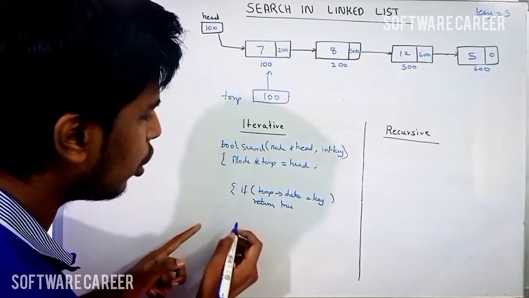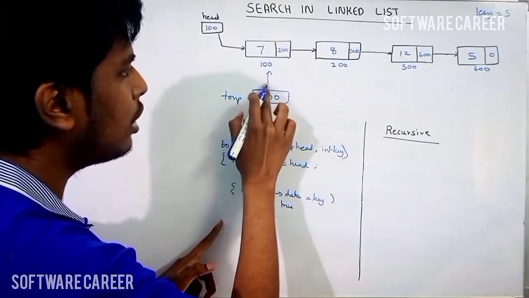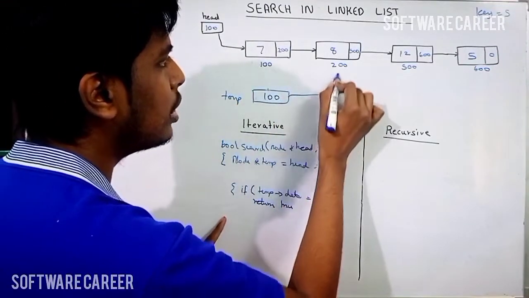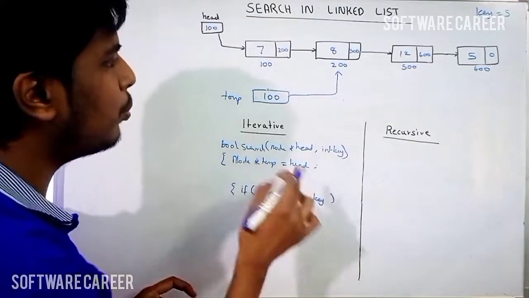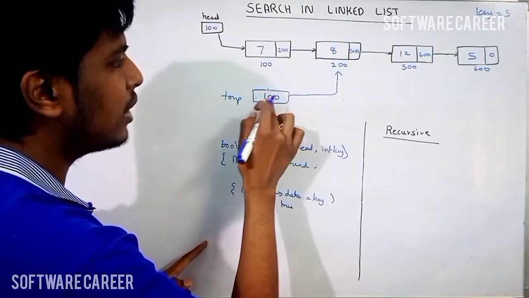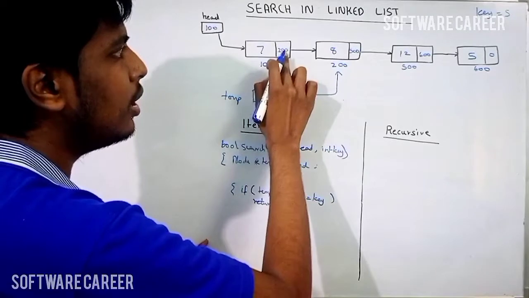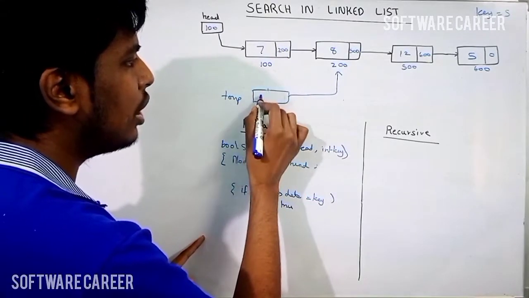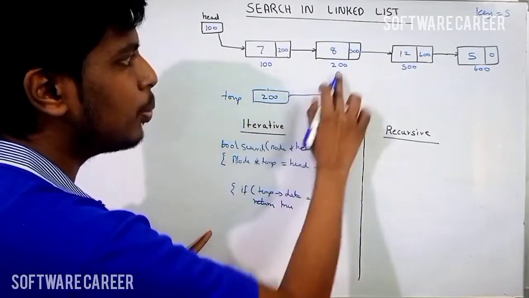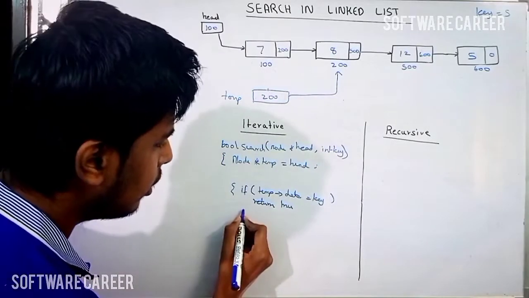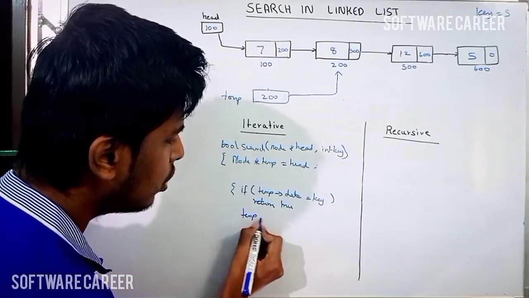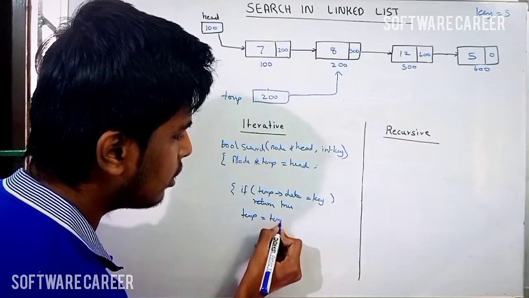Or else, if you have not found it, what should you write? You should move the temp pointer to the next node. How will you change it? Temp equals temp next. Temp is 100, 100 next is 200. So you will change this value to 200, so it's pointing to the second node. So I am writing else temp equals temp next.